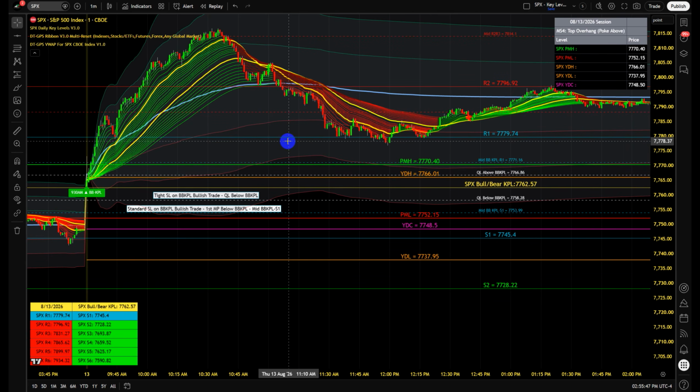Now, as far as option strikes on the standard daily key level strategy, there are 3 different option strikes to pick from. The standard play is going to be the at the money strike closest to the level that you're basing the trade on. In this case, we're basing the trade on the bull bear KPL level, 77.6257, so that's going to be the 77.65 call.